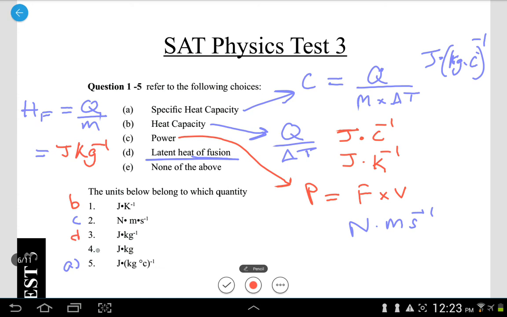All right, last one, number 4. Joules times kg. So let's say we go with Q multiplied by mass. This one belongs to no one in the choice. So the answer for number 4 is E.